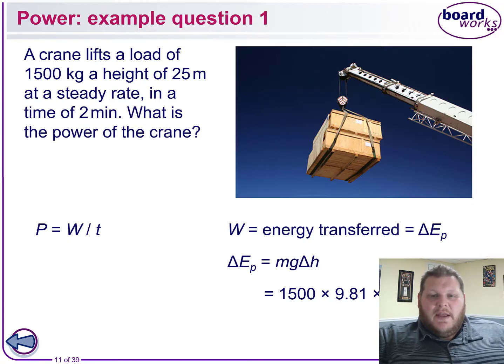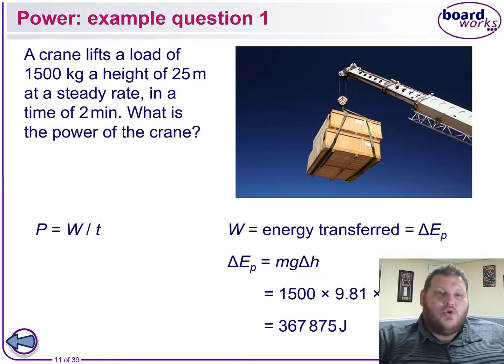So here our force would have to be 1,500 kilograms times the 9.81 is what I used here. 9.8 is fine. Times the 25 gives me 367,875 joules. So if that is the work done, that's how many joules of work were done to lift that big load up to 25 meters.